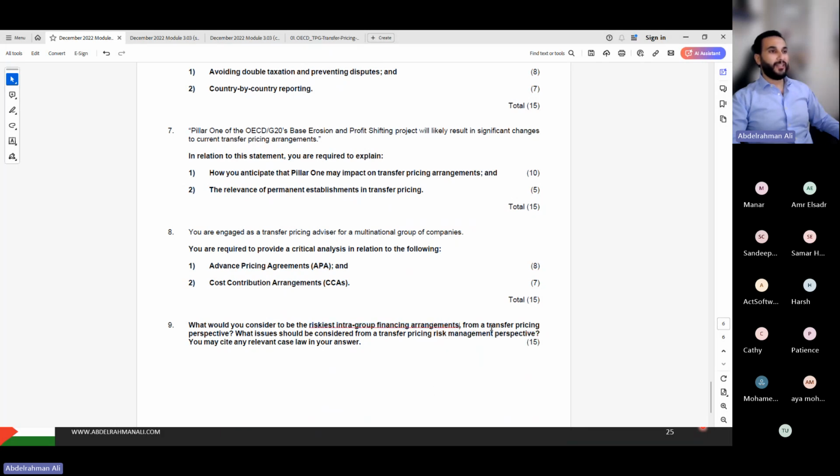It's asking you to analyze a certain view about the financing arrangements. So you may cite any relevant case law. In fact, I've not mentioned this, but I'm mentioning it now. Relevant case law is very important. You will get marks if you refer to relevant case law in any of your questions, part A, B, C, whenever you have time. This will add to your marks and you will collect more marks.